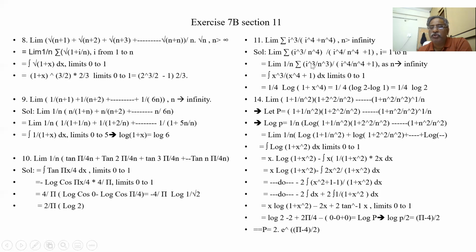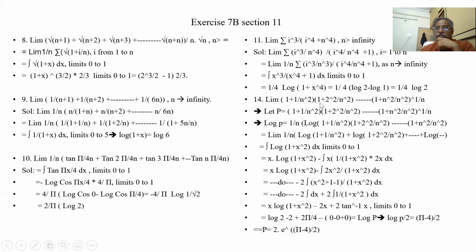So this is x cubed by x to the power 4 plus 1. Sigma x cubed by x to the power 4 plus 1. So it is nothing but log of 1 plus x to the power 4 by 4, because the derivative of x to the power 4 is 4x cubed. So this is the derivative of this. So when I apply 0 to 1, I'm getting 1 by 4 log 2. Let us see another problem.